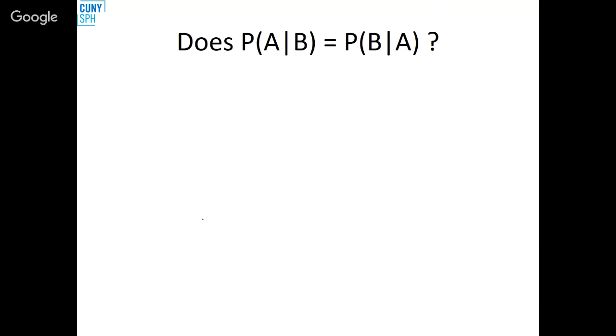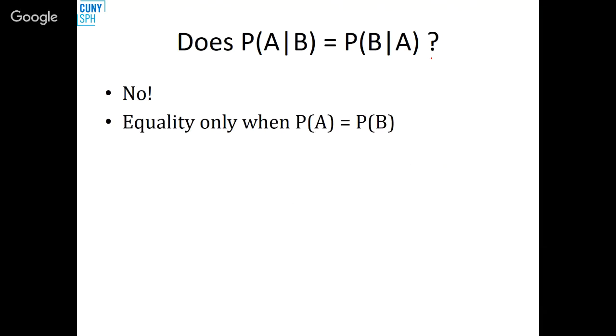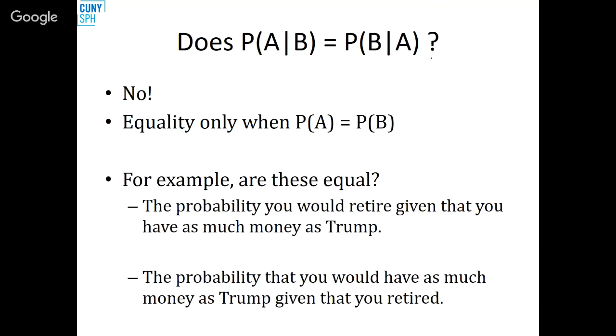So you've all learned lots now. Answer this question for me. Does the probability of A conditional on B equal the probability of B conditional on A? No. Very good. I love that you're that confident in it. Good. If you've learned one thing from this class, that can be it. That's only the case when the probability of those two things are identical. So for example, the probability you would retire, given that you had as much money as Trump, is not necessarily the same as the probability that you would have as much money as Trump, given that you've retired. So they're just not comparable.